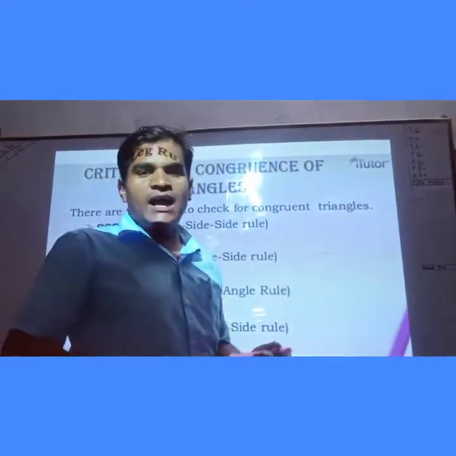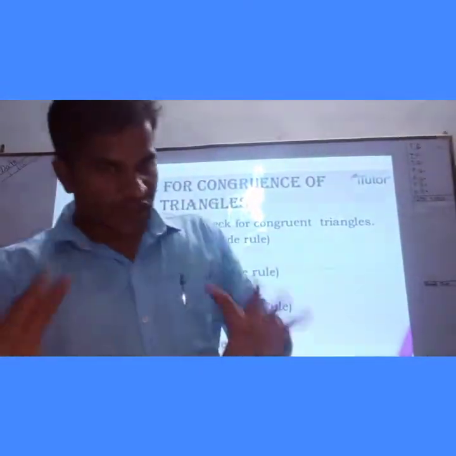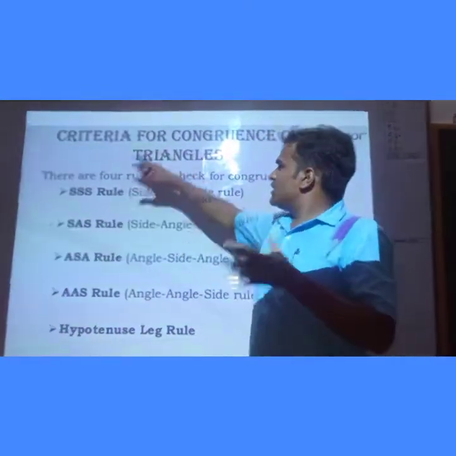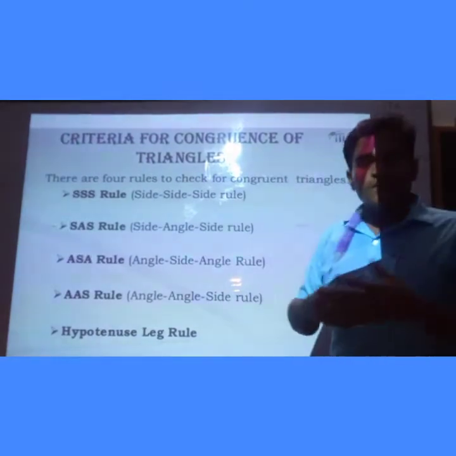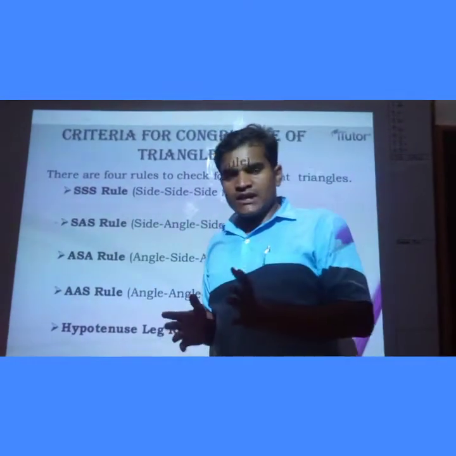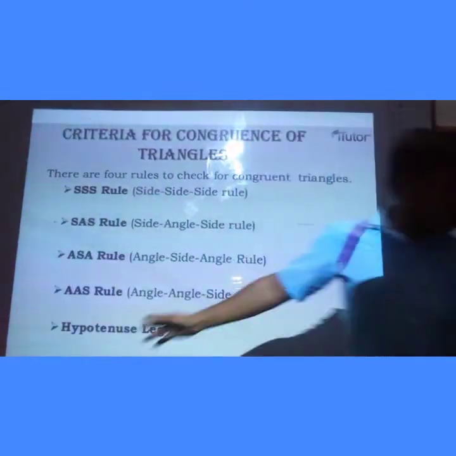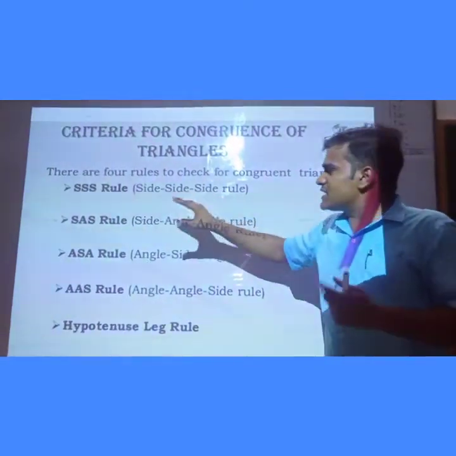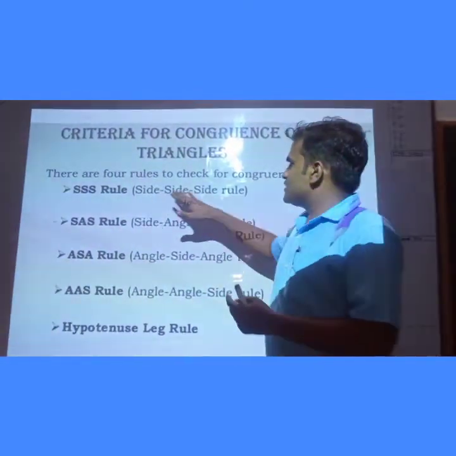So children, there are some criteria of congruency. So we will learn about the criteria for congruency of a triangle. The first one is the SSS rule. SSS rule means side, side and side.